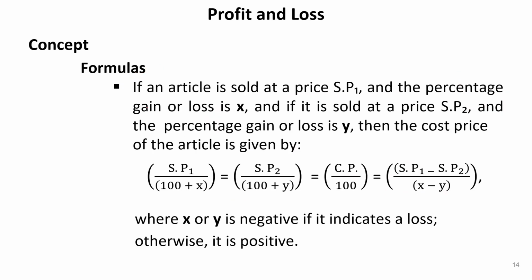Okay. So let's see the next formula, that is, if an article is sold at a price SP1, selling price 1, let's say, and the percentage gain or loss is X. If it is sold at a price SP2, that is selling price 2, and the percentage gain or loss is Y, then the cost price of the article is given by SP1 by (100 plus X) is equal to SP2 by (100 plus Y) is equal to CP by 100 is equal to (SP1 minus SP2) whole by (X minus Y). Okay, where X or Y is negative, it indicates a loss, otherwise it is positive.